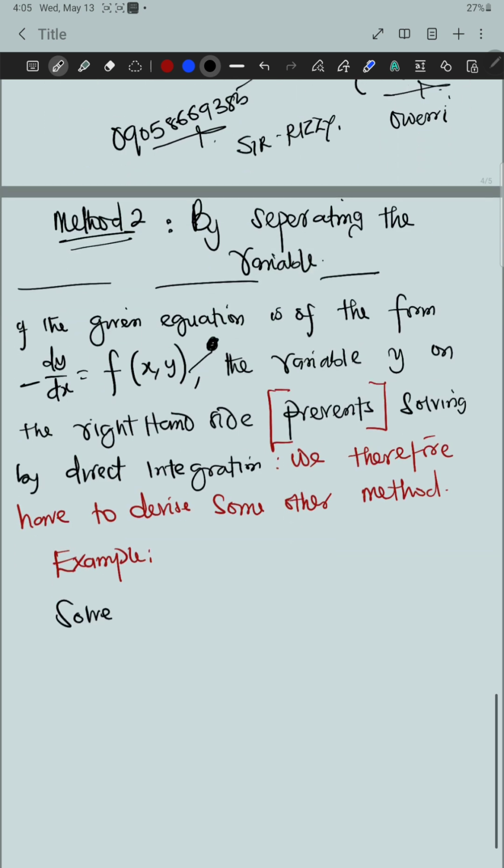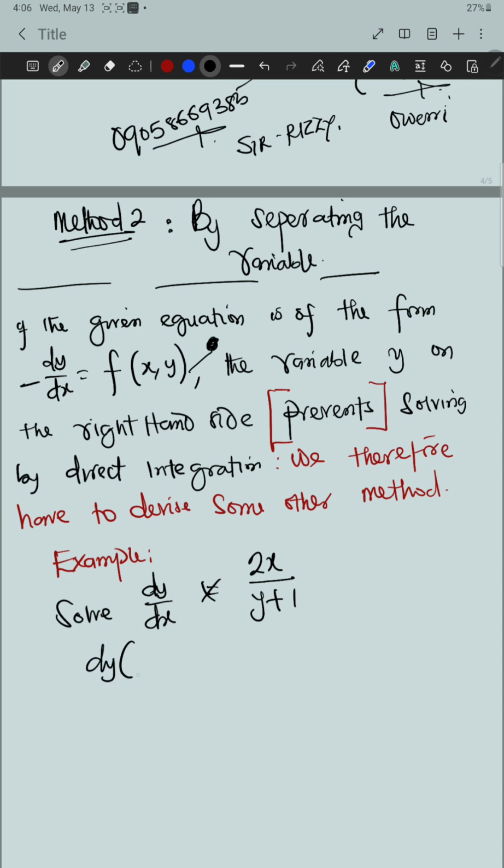Example. It says solve dy over dx equals 2x divided by y plus 1. Wow, interesting. All right, let's do that quickly. Can we cross multiply? Yes, we can.